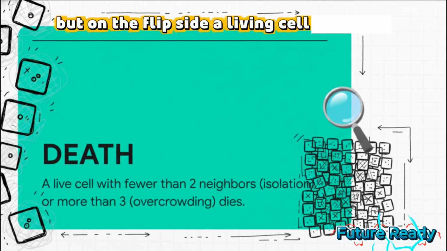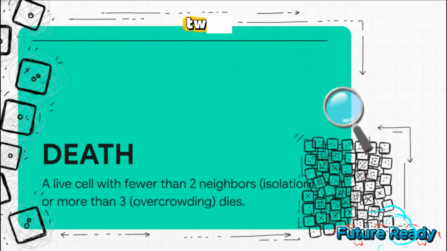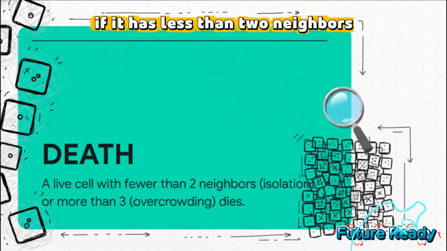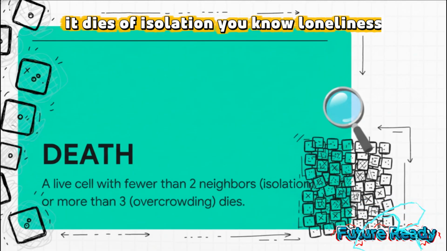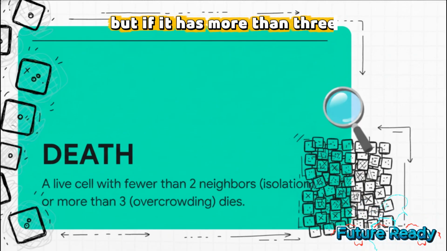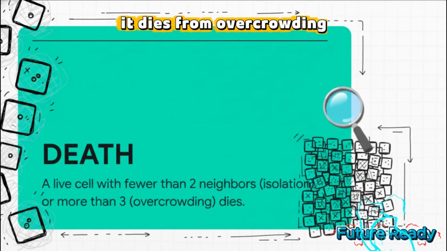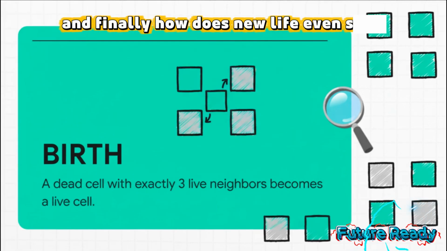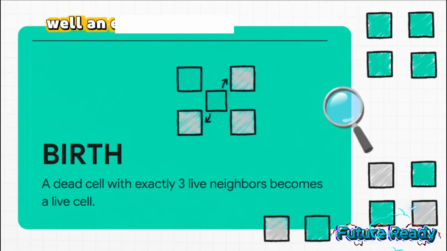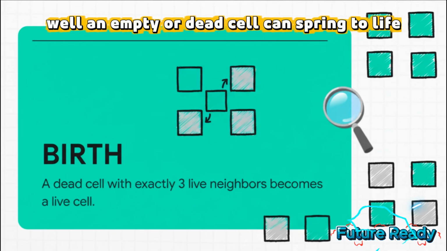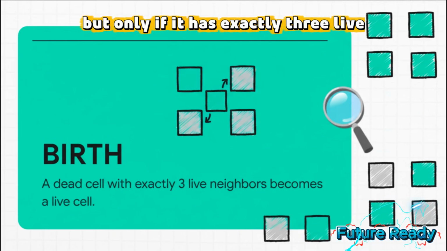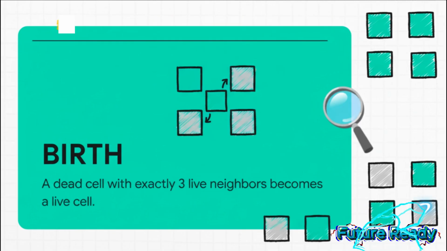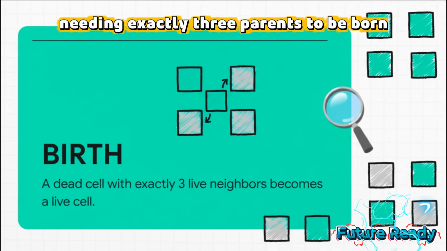But on the flip side, a living cell can die in 2 ways. As Conway himself put it, if it has less than 2 neighbors, it dies of isolation, loneliness. But if it has more than 3, it dies from overcrowding, just not enough resources to go around. And finally, how does new life even start? Well, an empty or dead cell can spring to life, but only if it has exactly 3 live neighbors. Conway playfully said this was like a new cell needing exactly 3 parents to be born.